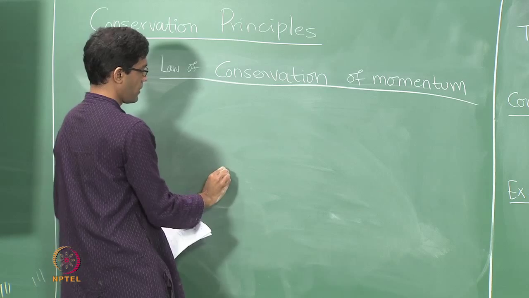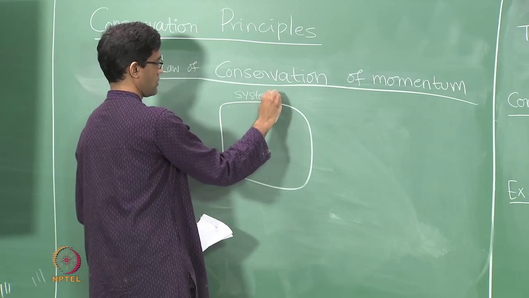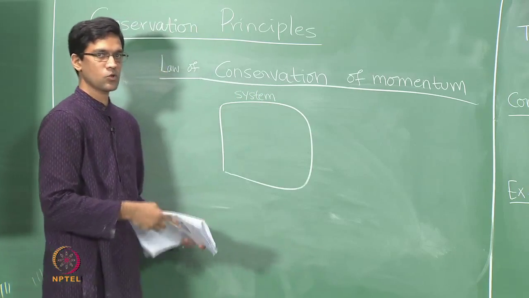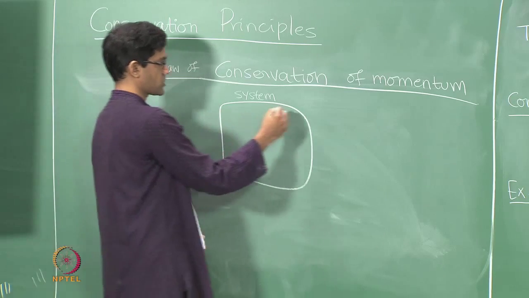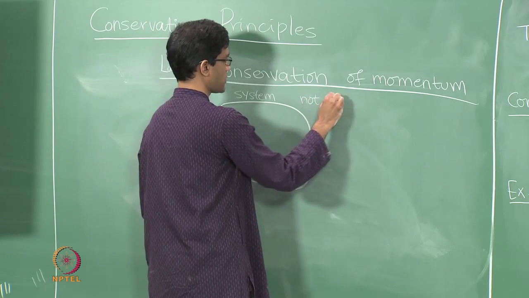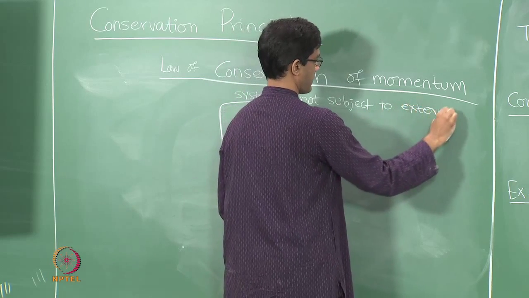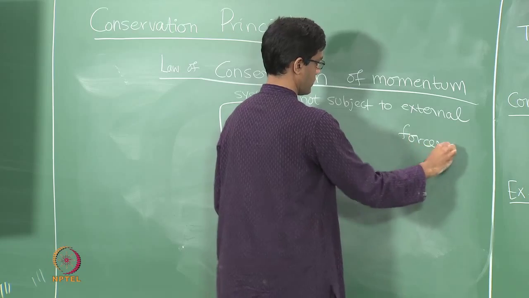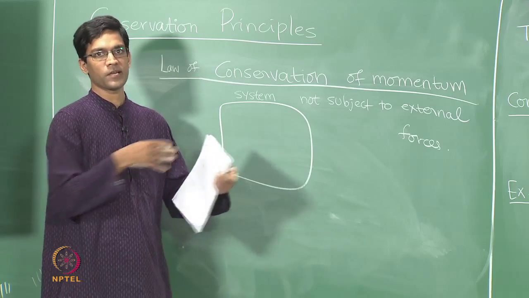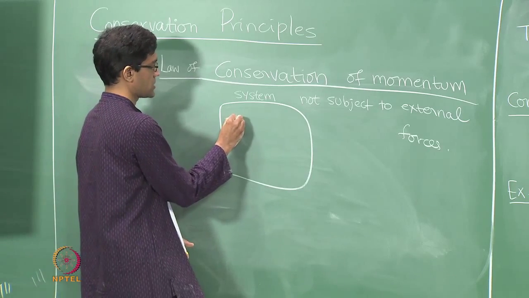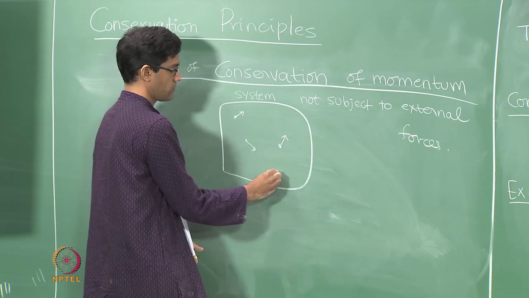So again, what is the setup there? You have a system. In classical mechanics it could have a bunch of particles and so on, but there is one important restriction here: this system is not being acted upon by external forces. So, system not subject to external forces. And the system is in some initial configuration. There are various particles moving along various directions, so they have various momenta, for instance. This could be the picture of the system.